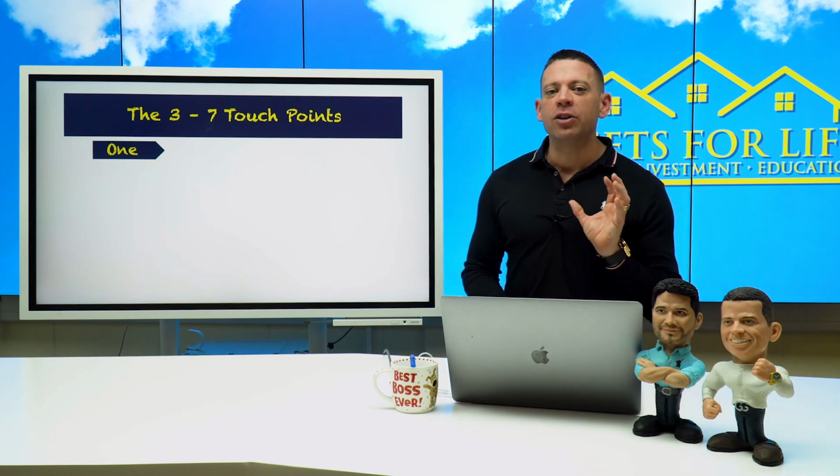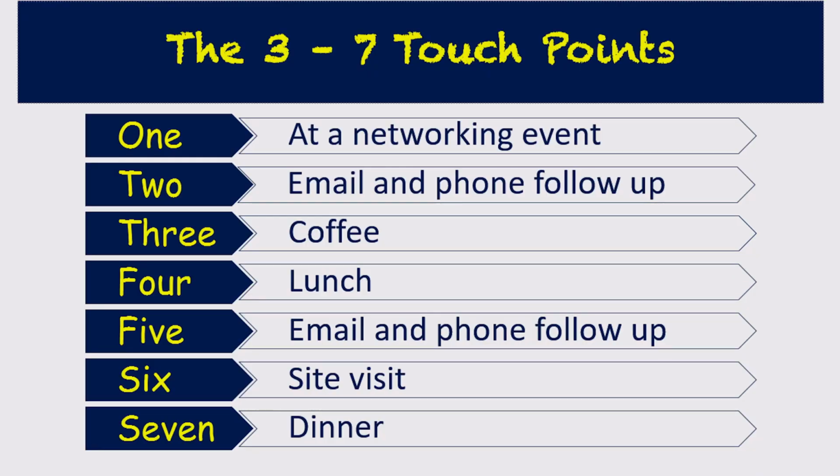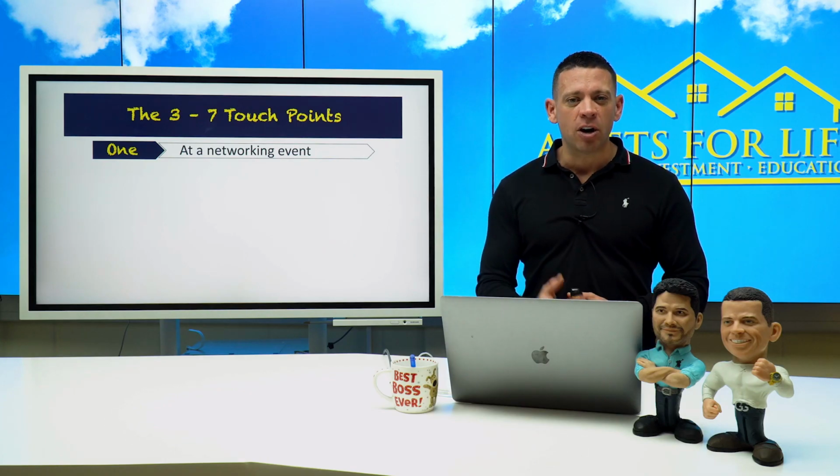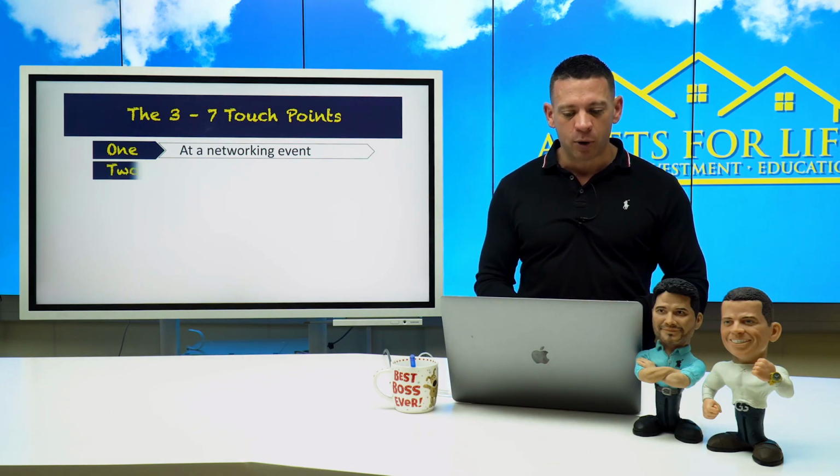So let's have a look at the type of touch points that you can go through with your investors. Touch point number 1, this could be at the initial networking event where you meet someone. You shake the hand, you introduce yourself, you've exchanged business cards. That is what we call a touch point.